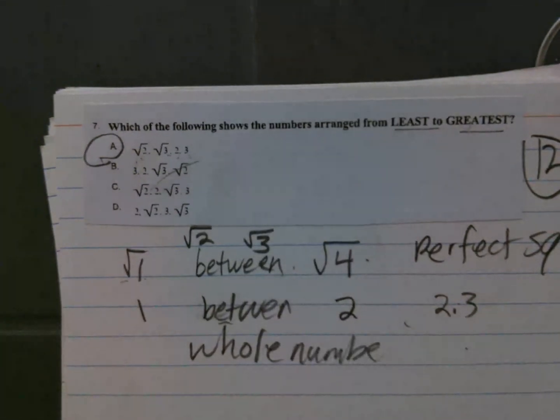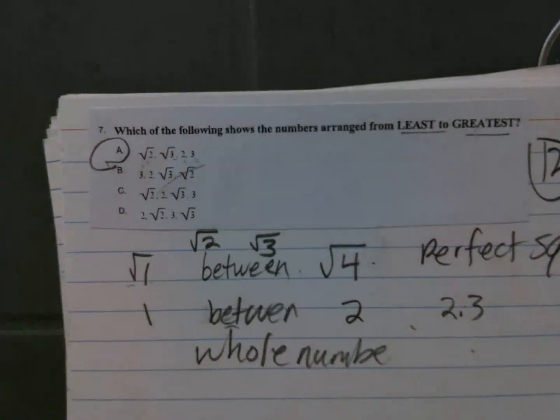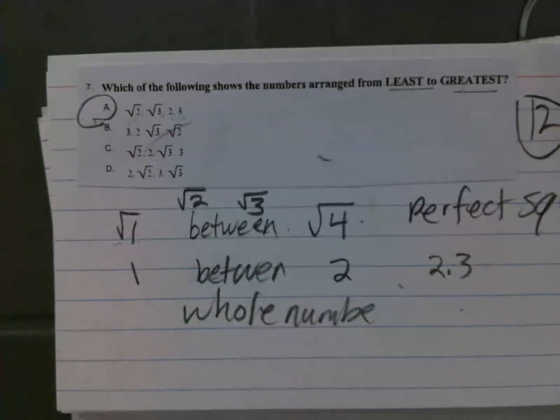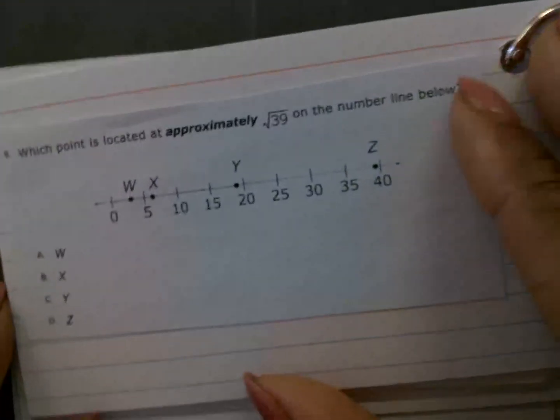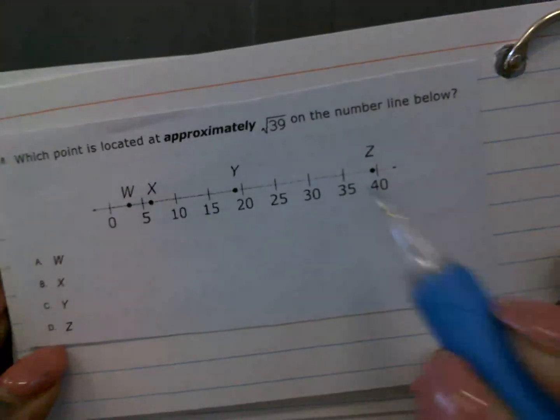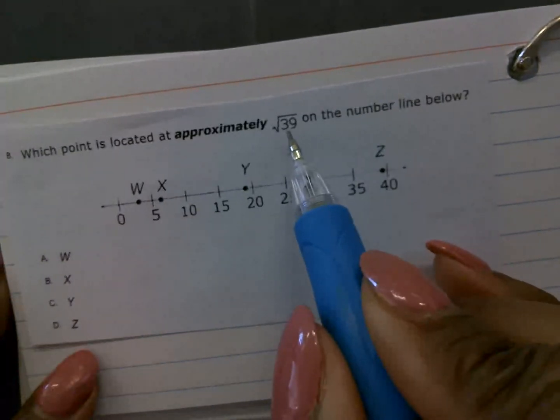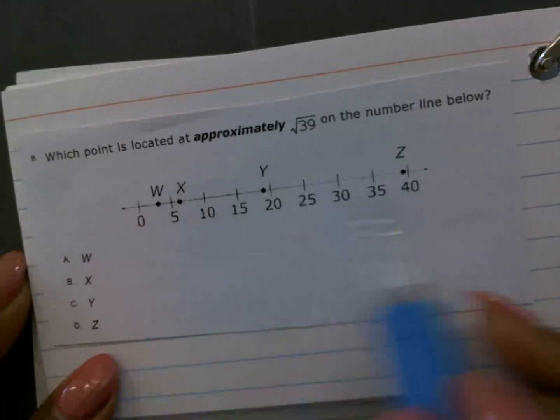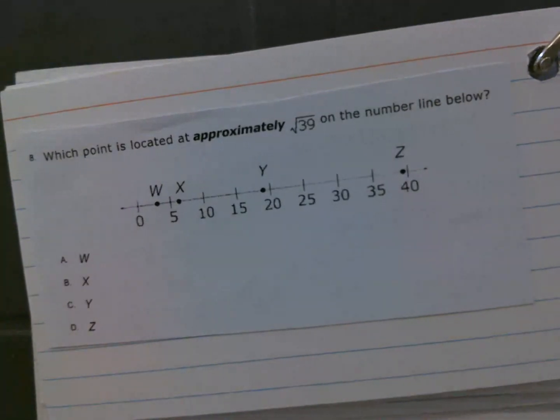All right, so let's look at question number 8. I'm going to pause because I still see some people writing. Now we're going to put the square root of 39 on the number line. I'm going to give you a minute to see if you can come up with where it would be. Is it going to be at W, X, Y, or Z? We're going to label this as card number 13.